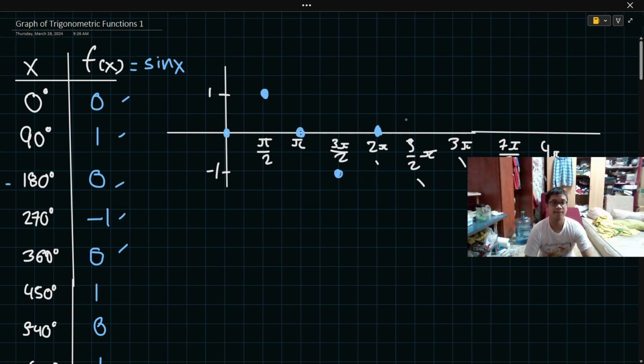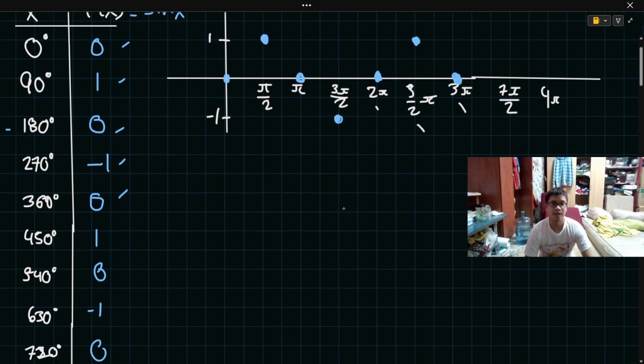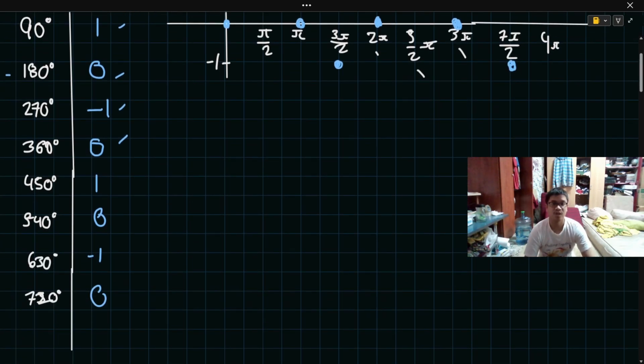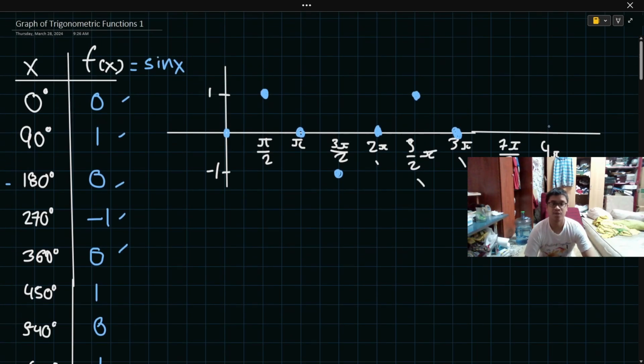Then next we have 450 degrees, which is 5 pi all over 2. You will get exactly 1. Then 540 degrees, which is 3 pi. That would be 0. Let me just put it here. Then after 3 pi, 630, which is -1, which is 7 pi all over 2. So here. And lastly, we have 720 degrees or 4 pi. That is 0.